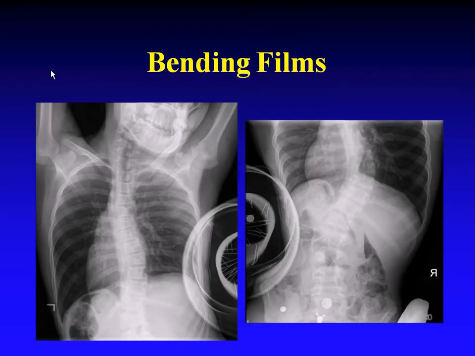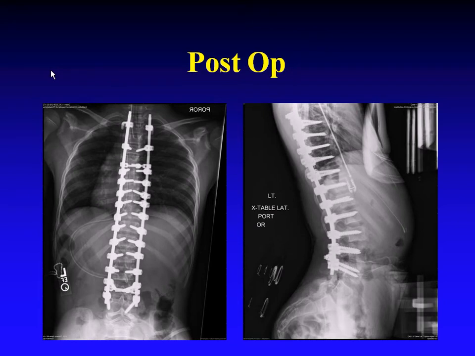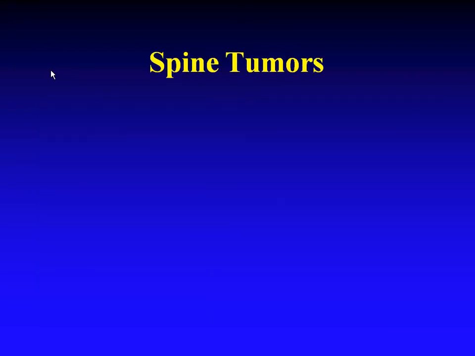So here's the case. Here are the bending films. With this aggressive coupled derotation, you can often get these curves down to zero, and occasionally even go the other way. So you have to be careful not to overcorrect.